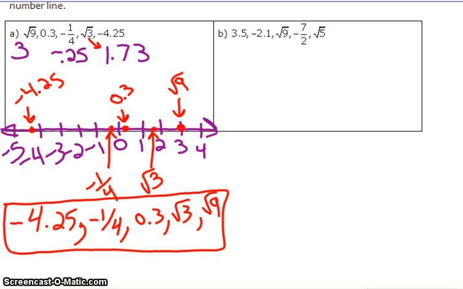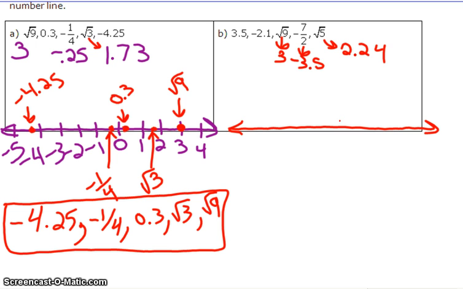3.5, negative 2.1, the square root of 9 is 3. Negative 7/2 is negative 3.5, and the square root of 5 is 2.24. I'm going to make a number line. I have 0, 1, 2, 3, 4. On the other side, negative 1, negative 2, negative 3, negative 4. Okay, now I'm going to put them on my number line.